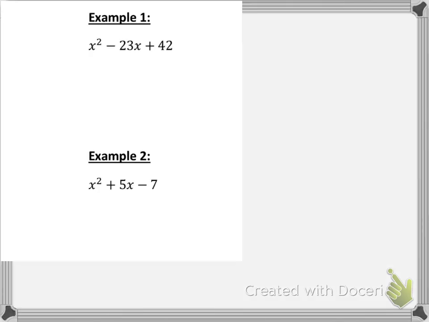Okay, so we just did example 1 on the previous page. Now we're going to do example 2. We have x squared plus 5x minus 7. Again, we're going to try to use the AC method because we have 3 terms, and our GCF is 1. Our A is 1, our B is 5, and our C is negative 7. So we need to find 2 numbers that multiply to negative 7 and add to positive 5.